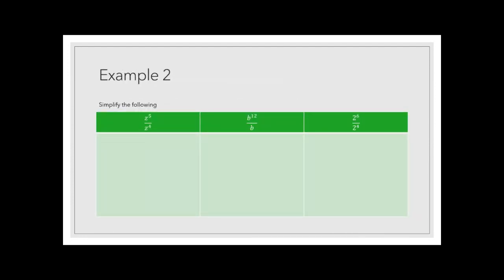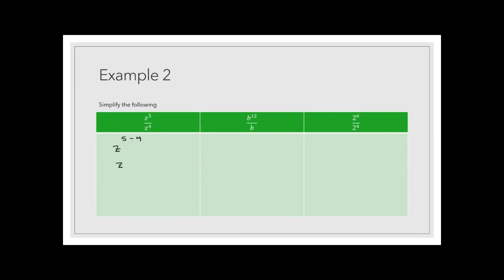So here's some more examples. And again, these say simplify, so that means you're trying to make it into one thing with an exponent, and you're trying to get rid of the fraction if possible. So you're just subtracting the top minus the bottom. So first one here, I have z to the 5th over z to the 4th. So we would be subtracting top minus the bottom. You're subtracting your exponents, 5 minus 4.